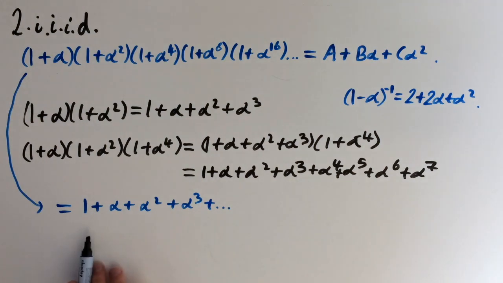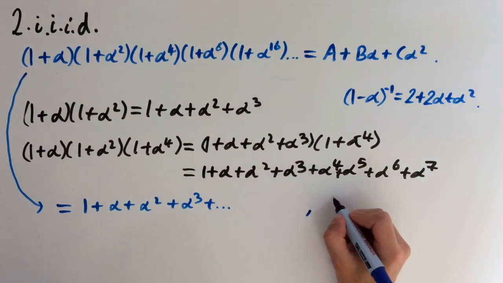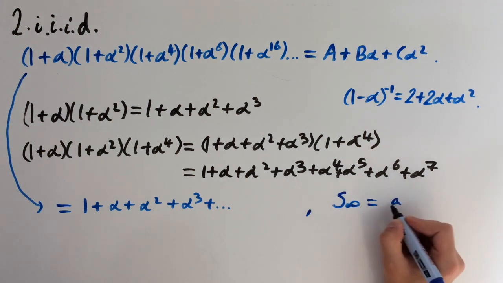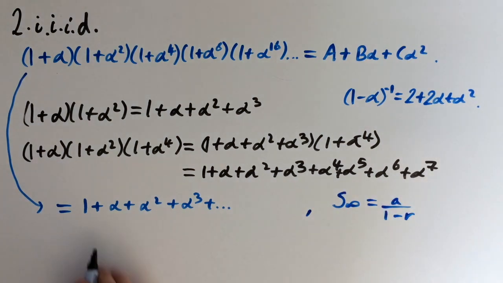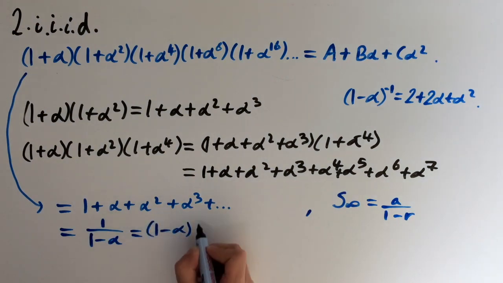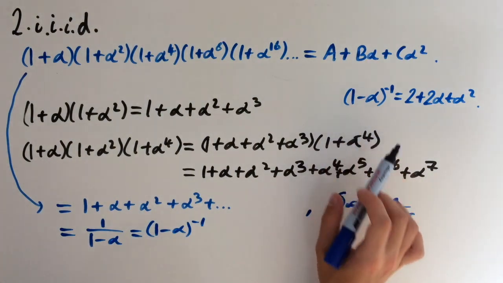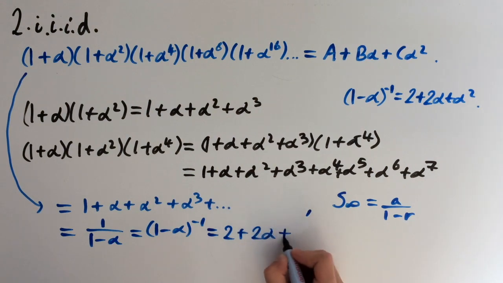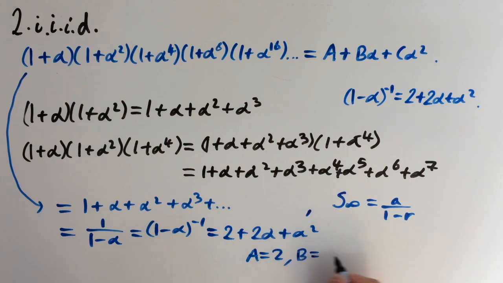So this is an infinite geometric series. And just like the last question, we can use the formula for the infinite sum of a geometric series, which is a over 1 minus r. So if we plug in those values here, we'll get a equals 1 and r equals alpha, so we get 1 over 1 minus alpha, which is the same as saying 1 minus alpha to the power of minus 1. And we worked this out in the last part. So this is equal to precisely 2 plus 2 alpha plus alpha squared. So a equals 2, b equals 2, and c equals 1. So that's the answer.